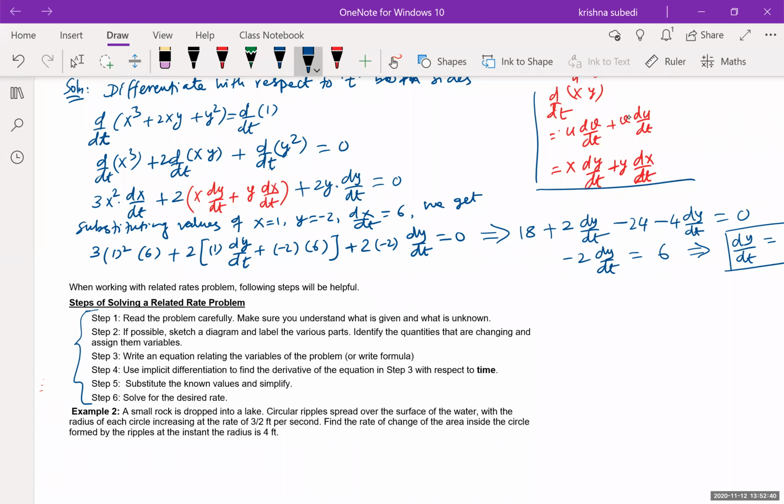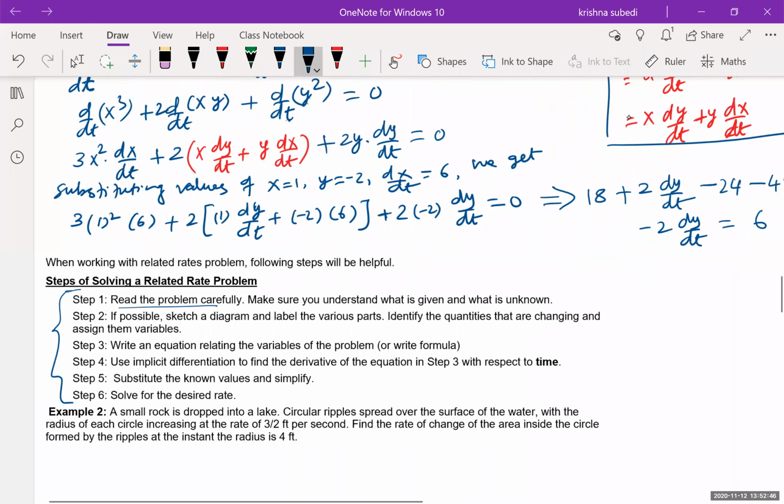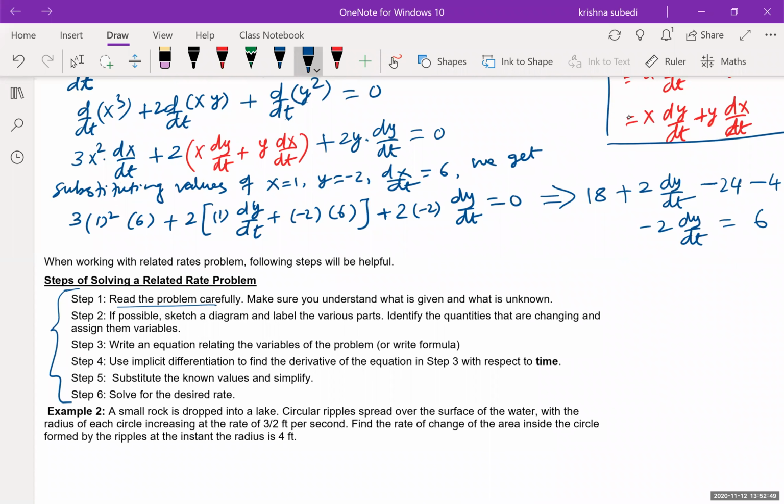I suggest you follow this 6-step method. First, you read the problem carefully. Make sure you understand what is given and what is unknown. And then, if possible, sketch a diagram and label the various parts. Identify the quantities that are changing and assign them variables.